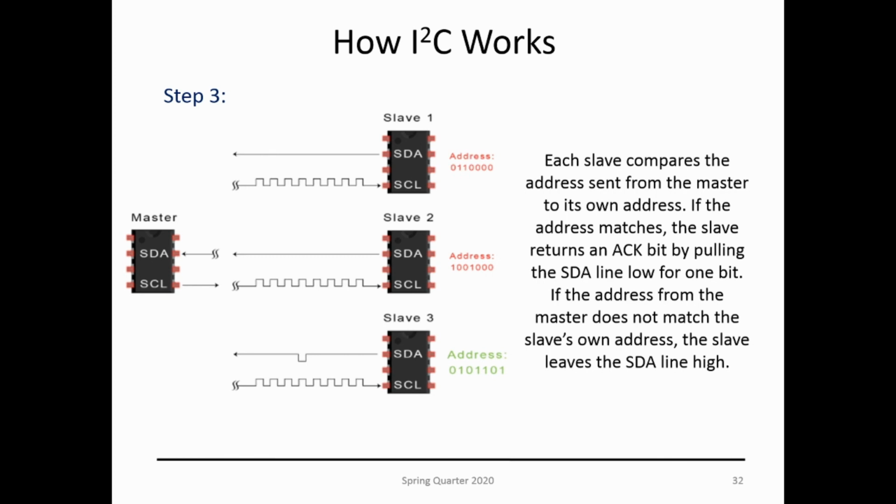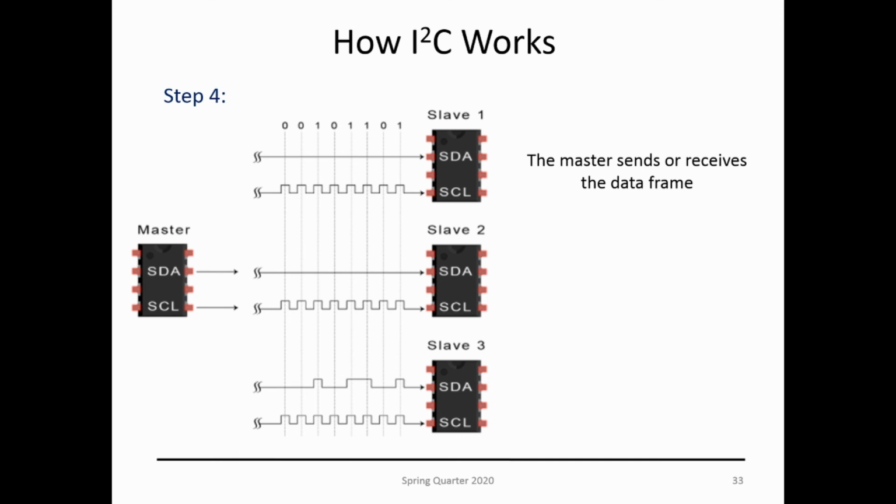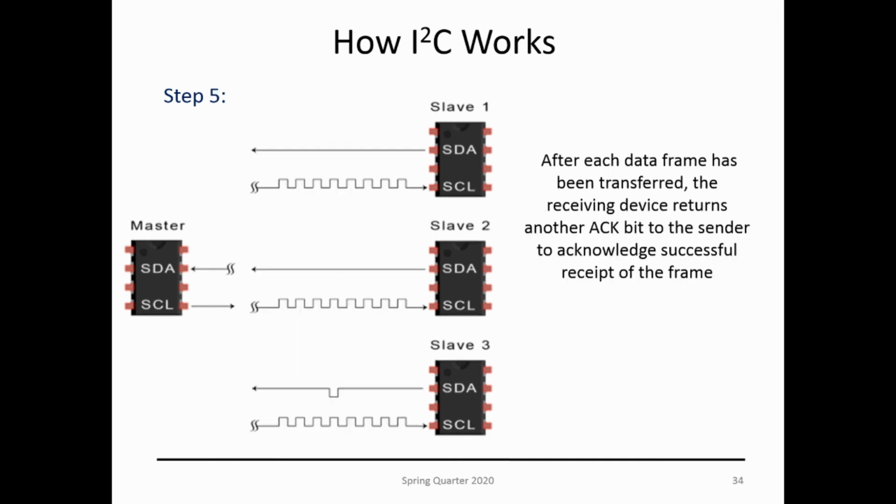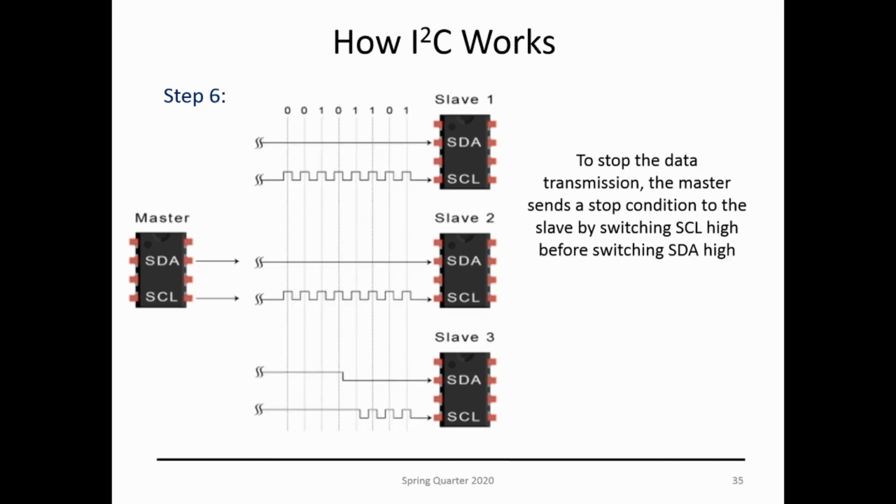And the cool part is that it sends an acknowledge, which is important. So now the master knows that the slave, in this case number 3, is ready to receive information. The master sends or receives the data frame, so the protocol now goes back and forth, and again slave 3 sends acknowledges back and forth. Then you just terminate the condition by switching the clock high before you switch the SDA to high.